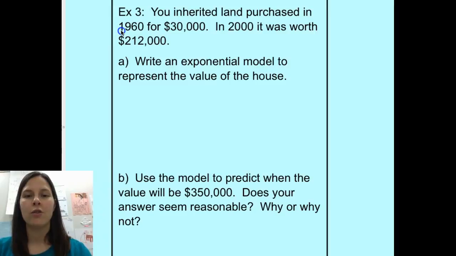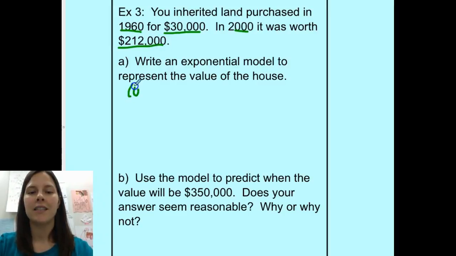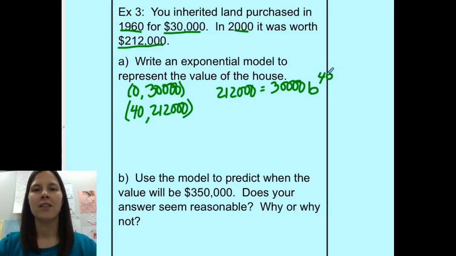Again, we've got a rate of change over time. We've got these two ordered pairs. So I'm going to call 1960 year 0, and our land was worth 30,000. And in 2000, which is 40 years after 1960, our house was worth $212,000. Setting up that y equals ab to the x, using that second ordered pair first, we had a value of 212,000 equals, and since we called 1960 year 0, we do have our initial amount. The house was first worth $30,000. What we don't know is the rate of growth, but it took 40 years to get to that value.